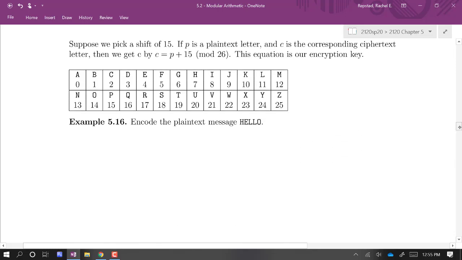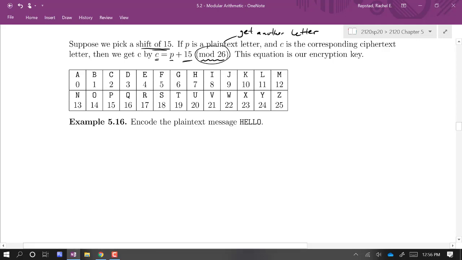Let's say we pick a number, and in this example, we're going to pick a shift of 15. Then our encryption key is that we get the ciphertext C by taking the plain text and adding 15, and then reducing mod 26. Reducing mod 26 because we want to make sure we get another letter. If I do the addition and I get something like 32, 32 doesn't correspond directly to one of these values, but once I reduce it mod 26, it will correspond to one of these letters. And we're working mod 26 because we've got the integers from 0 to 25.